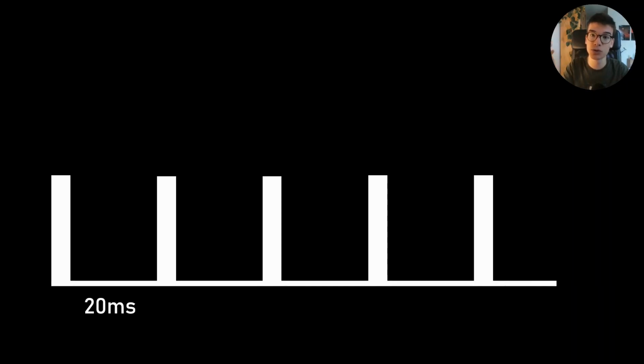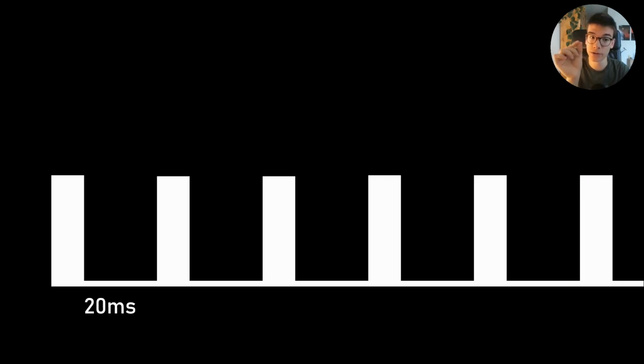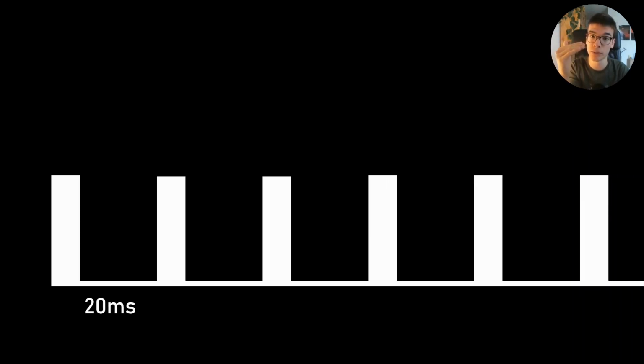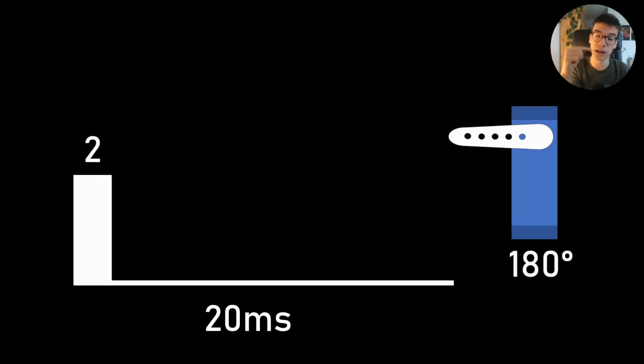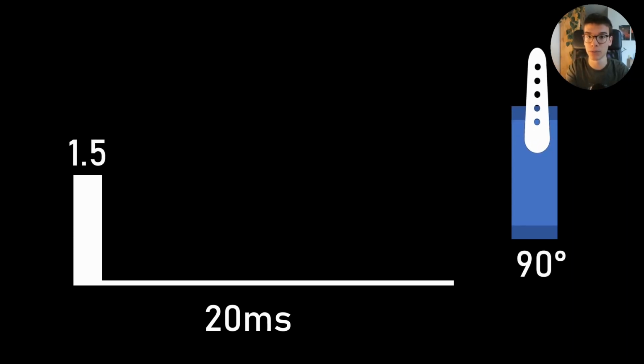And it turns out the servo should receive a command every 20 milliseconds, and depending on the width of that pulse, the servo will rotate a different amount. More specifically, with a 1 millisecond pulse, the servo will rotate to 0 degrees. A 2 millisecond pulse will give 180 degrees, and everything in between will get mapped.